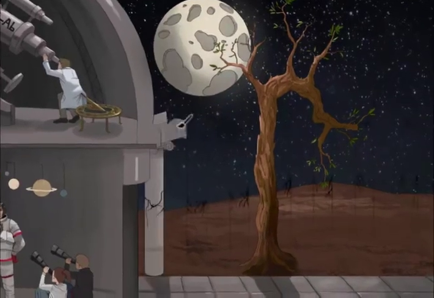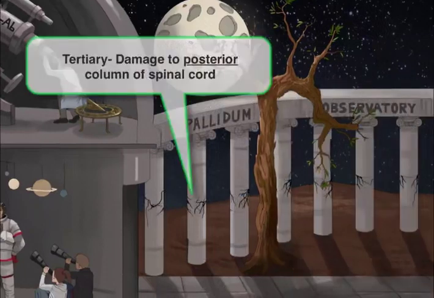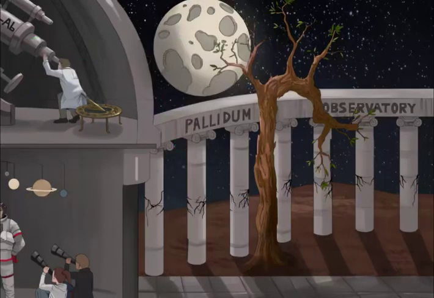So to represent damage to the posterior column of the spinal cord, we'll add some columns here in front of the Pallidum Observatory. Notice the columns are in the back of the picture, so these are posterior columns that we're showing are cracked and damaged. Along with this spinal cord damage, you can also see some ocular effects. It causes neuronal damage that leads to a distinct defect called Argyll-Robertson pupils. These are pupils that accommodate but do not react to light.